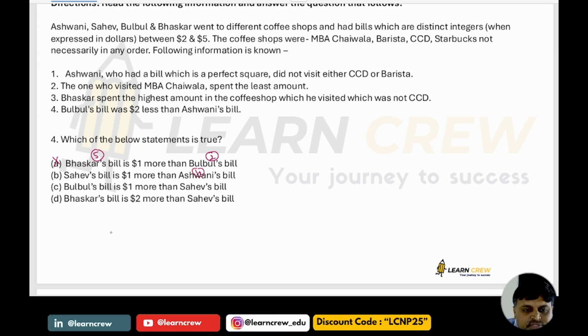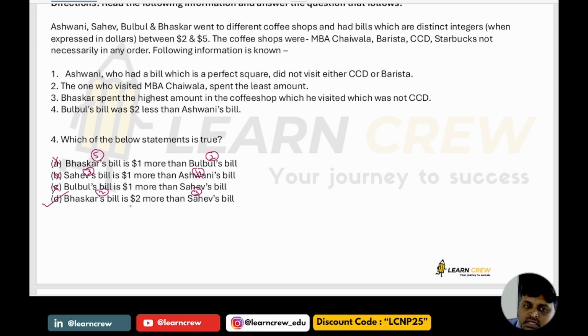And Saheb's bill is how much? 3. Saheb's bill is 3. So "Saheb is 1 more than Ashwini" is wrong. Bulbul is 2. "Bulbul is $1 more than Saheb": Saheb is 3, so that is wrong. So obviously the remaining, the fourth one, is correct.